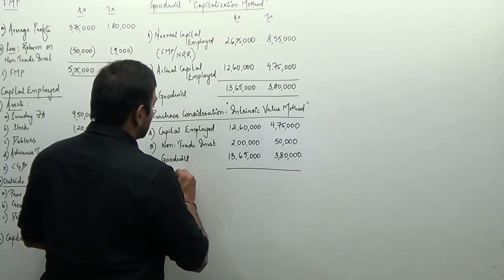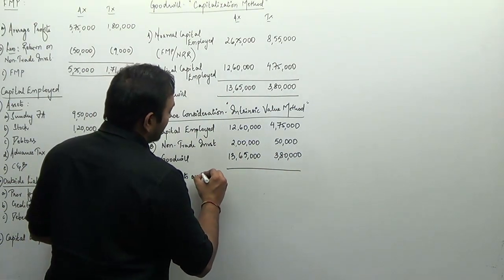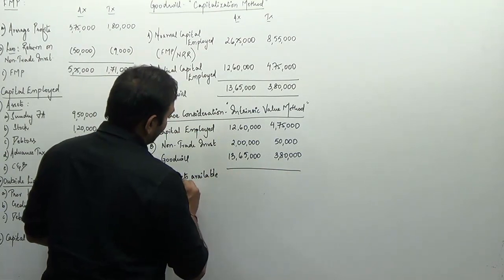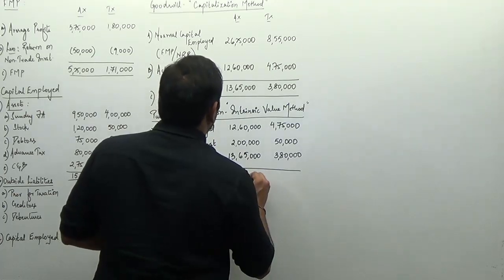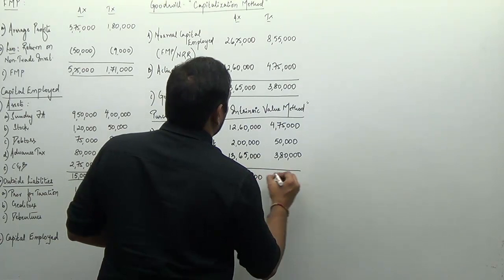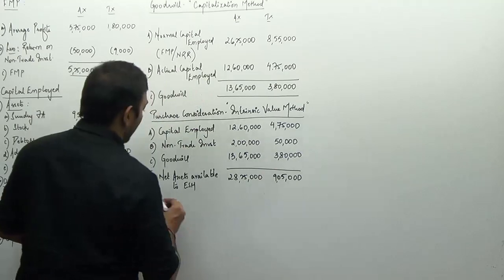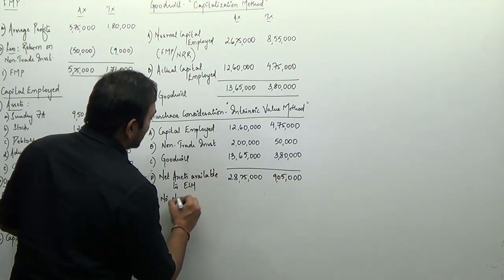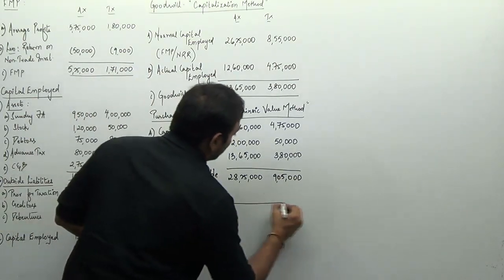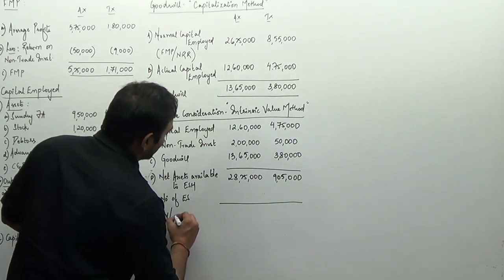This will give us net assets, or I can also call it as net assets available to equity shareholders. There is no preferential capital. So you can directly call this as net assets available to equity shareholders. This should be 28,25,000 and this should be 9,05,000. Divided by number of equity shares, we will arrive at intrinsic value per share.